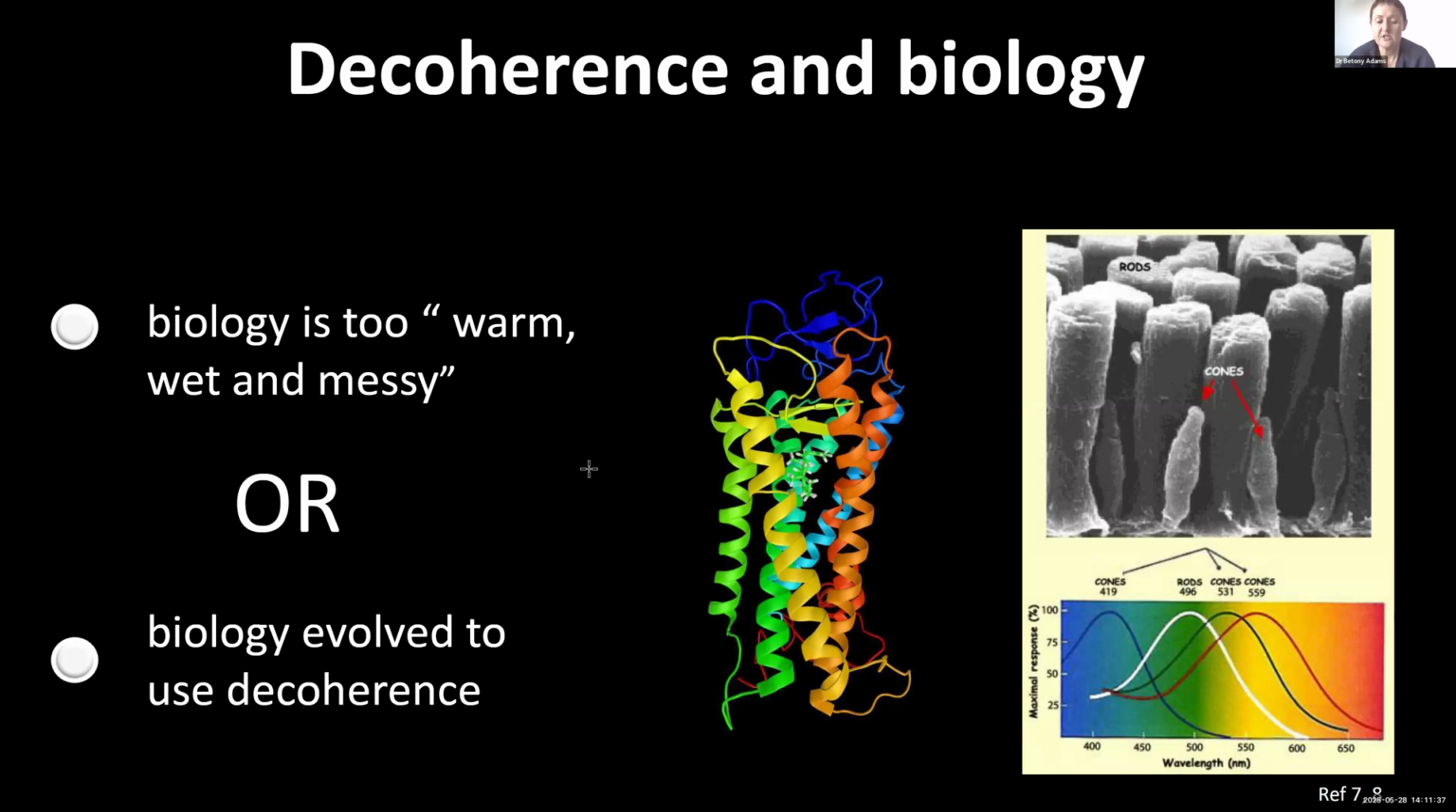But then there's been some suggestion that actually this environment around a quantum system might be very helpful. And biology is an extraordinarily clever engineer. And I think one of the clearest examples of this, which I've mentioned before, but I really like this example, is how we see different colors.